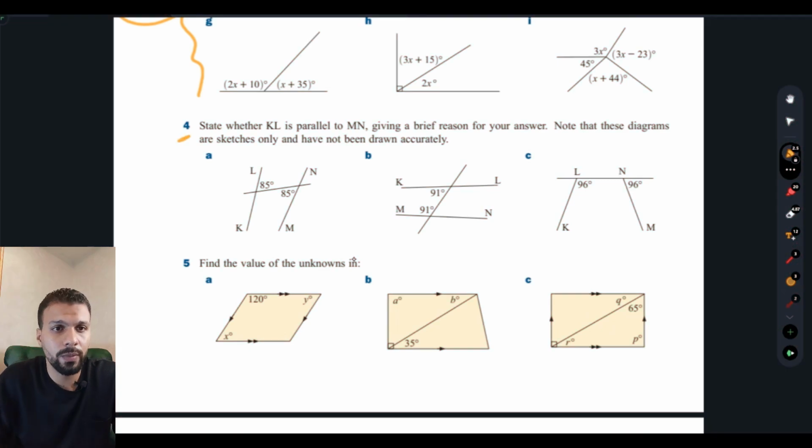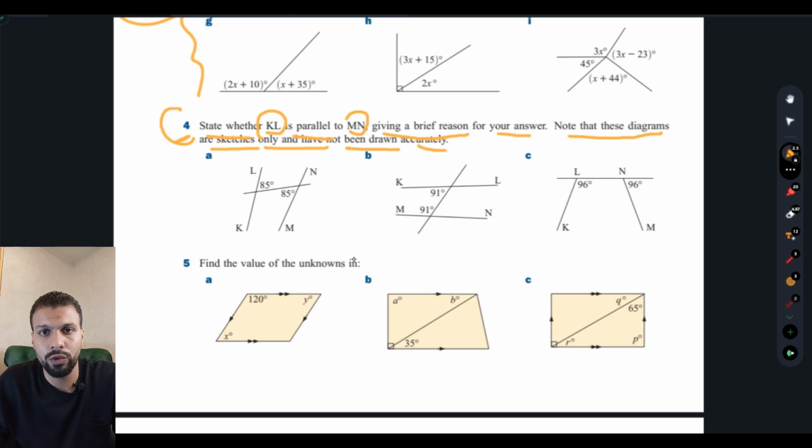Number 4. In this question, he told me to state whether KL is parallel to MN, giving brief reasons for your answer. Note that these diagrams are sketches only and have not been drawn accurately. That means that you can't tell if the numbers are equal or not. So again, let's read the question. State whether KL is parallel to MN, giving a brief reason for your answer.